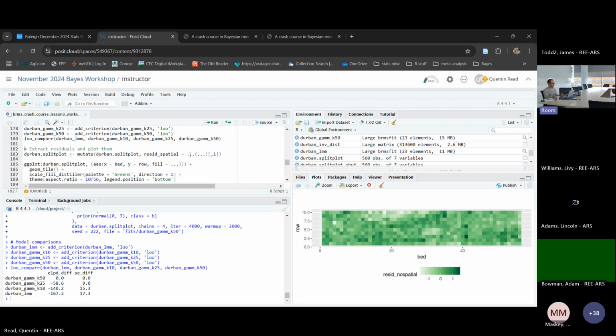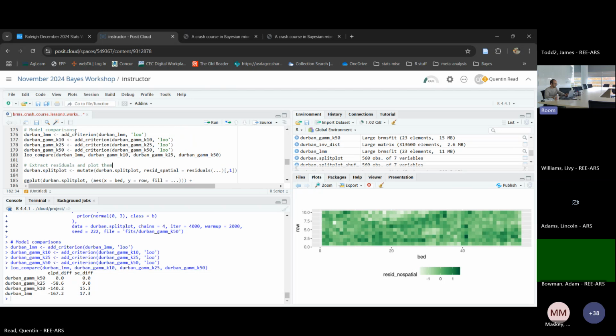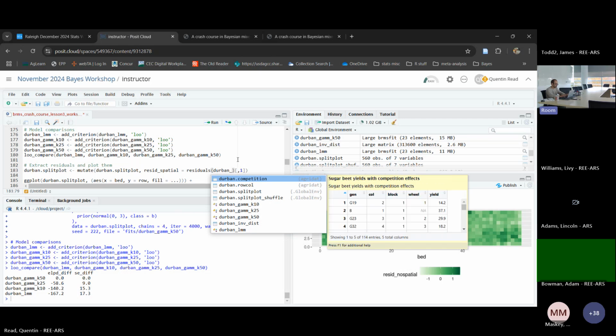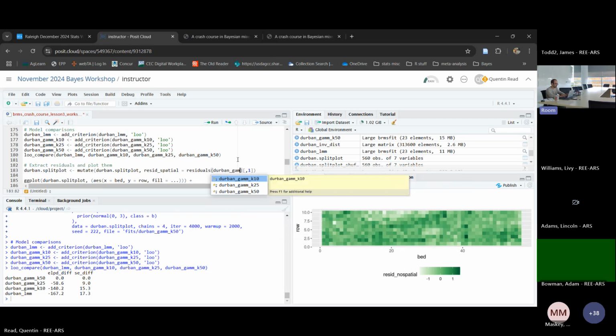So we want to get the residuals function, and we decided that the k equals 50 model was the best model, and so the name of that was Durbin GAM K50. We're going to get the residuals of that model, which, well, the information criterion showed us was best. GAM K50 is the name of it. We're going to add a column to our data with the residuals from that model.